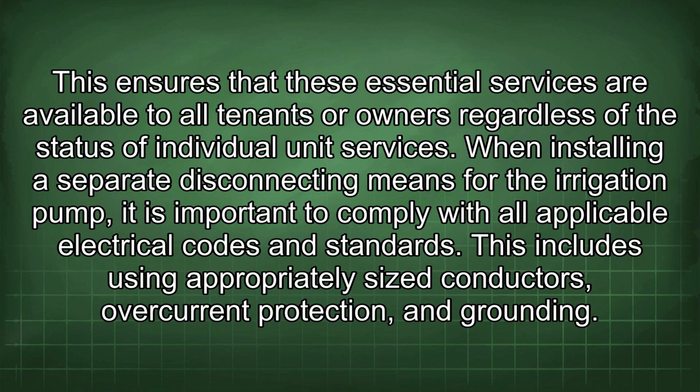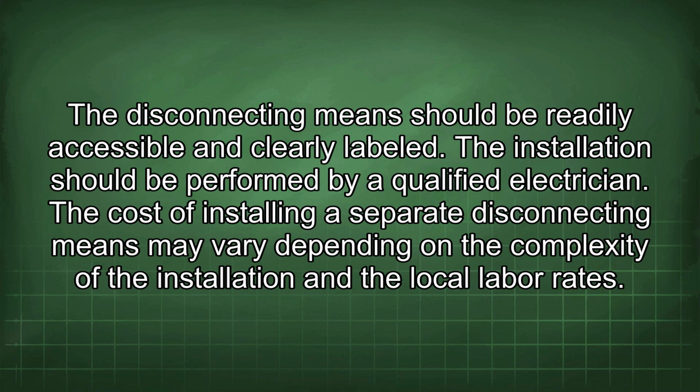When installing a separate disconnecting means for the irrigation pump, it is important to comply with all applicable electrical codes and standards. This includes using appropriately sized conductors, overcurrent protection, and grounding. The disconnecting means should be readily accessible and clearly labeled. The installation should be performed by a qualified electrician.